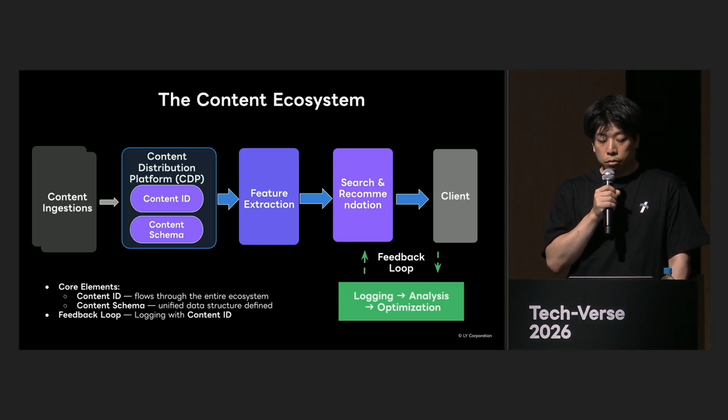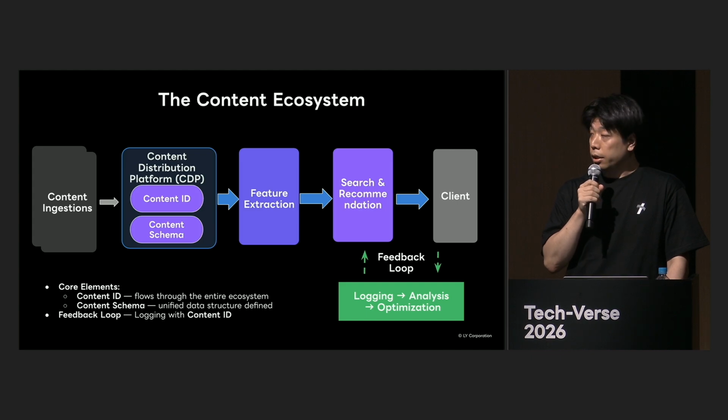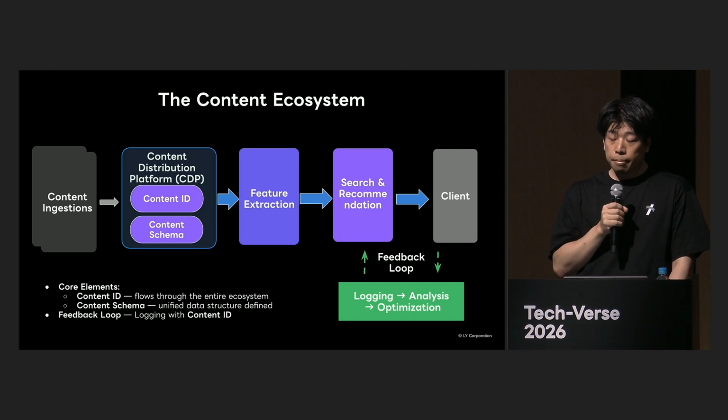Content is submitted to this CDP from in-house media services, such as Yahoo News. Next, we perform content feature analysis. This configuration suggests content is recommended through search and then returned to the client. Then, the client logs the delivery results distributed to end users, which are then used for analysis and improving delivery logic.